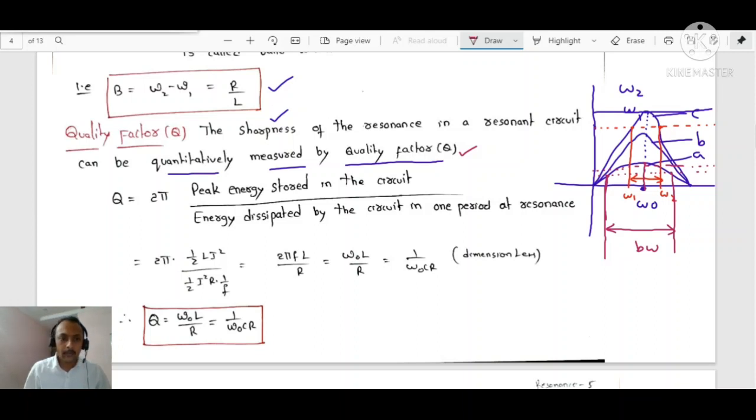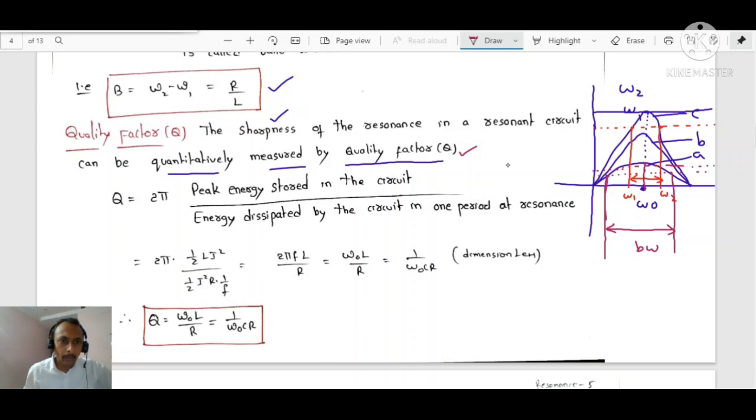Observe here, it is simply the sharpness: 2 pi times the peak energy stored in the circuit divided by the energy dissipated in the circuit in one period at resonance.